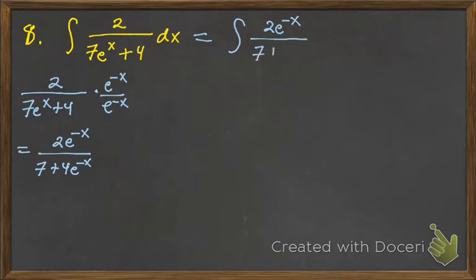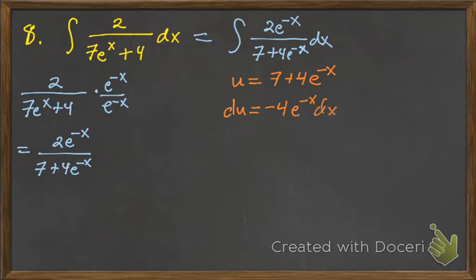Okay, so there is your new integrand, and we will perform some u substitution. We will let u equal 7 plus 4e to the negative x. du will be equal to negative 4e to the negative x dx. Okay, so we don't have a negative 4 in the numerator. Well, we can go ahead and fix that, and we can multiply by negative 2 and then divide by negative 2. So negative 2 as a factor, and then negative 2 as a divisor. Those cancel out.